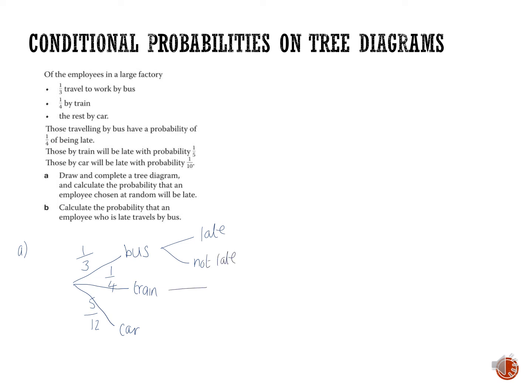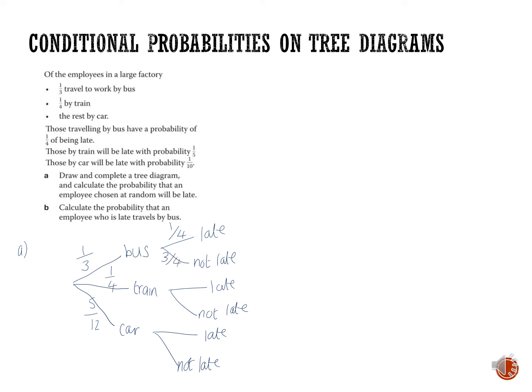So we're going to have that of each of them, late and not late. And then we're going to fill in the probabilities for those from the information at the top, late and not late. Okay, so let's fill those in then. For the bus, those travelling by bus have a probability of 1/4 of being late. So 1/4 goes there. What goes here? Exactly right, 3/4. They need to add up to 1.